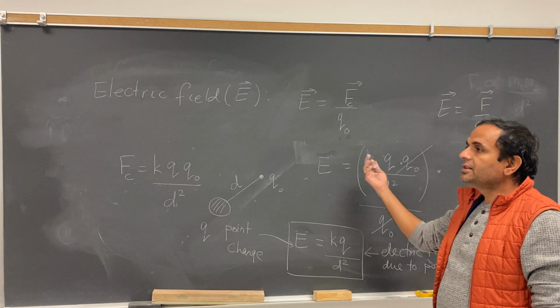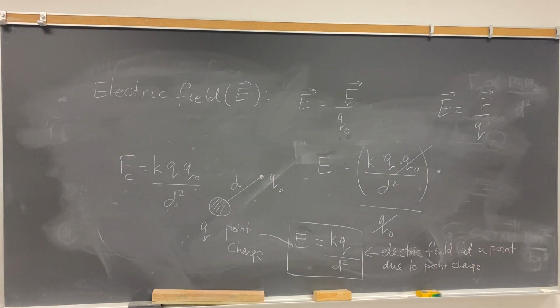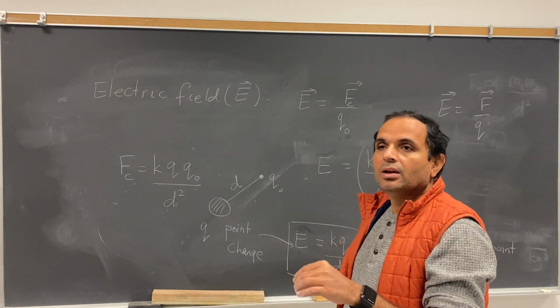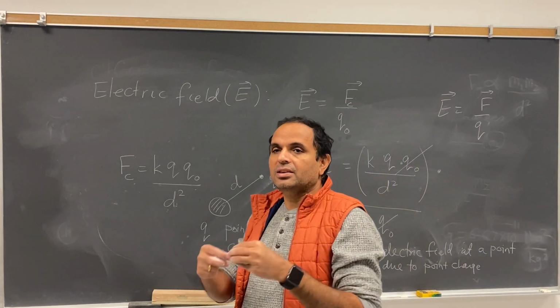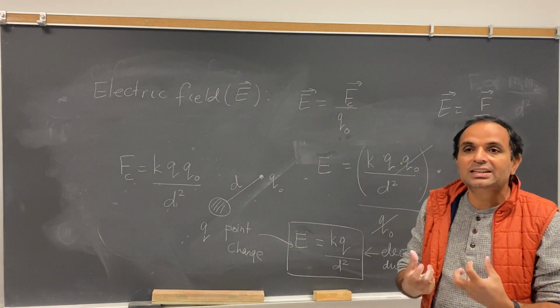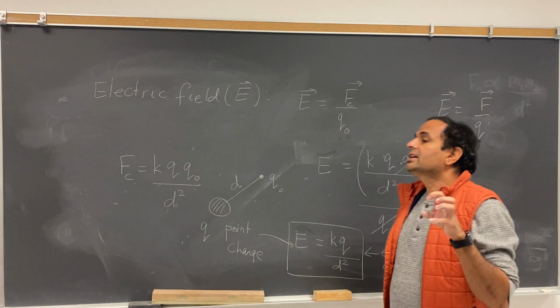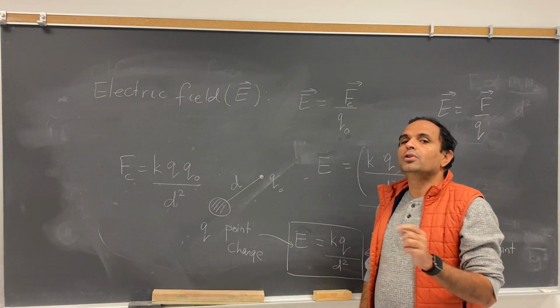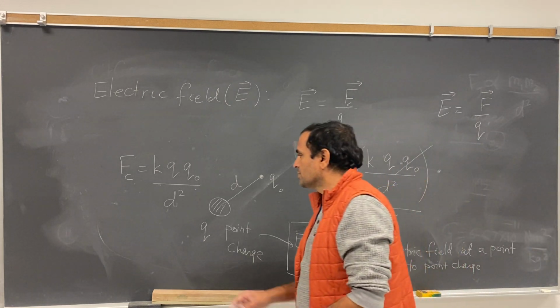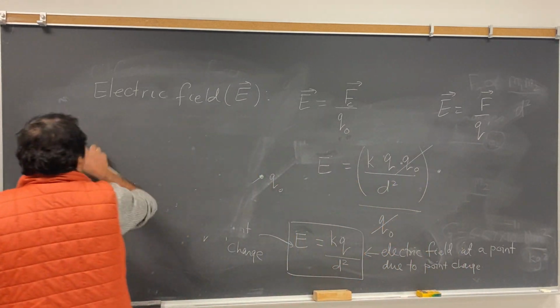And the electric field is a vector quantity, you know that, and the direction of the electric field is always from positive to negative charge. Coulomb force is not always from positive to negative. It depends on whether you have similar charges or dissimilar charges; accordingly, you have to figure out the direction of the Coulomb force. But the electric field is always from positive to negative charge. Keep in mind, the direction of the electric field is always from positive to negative charge.